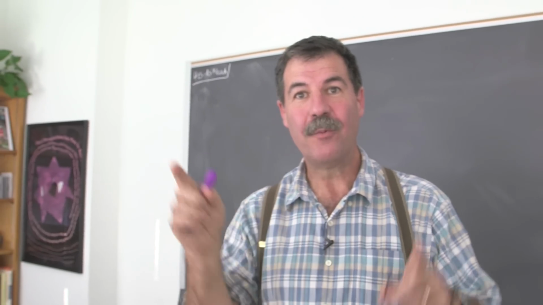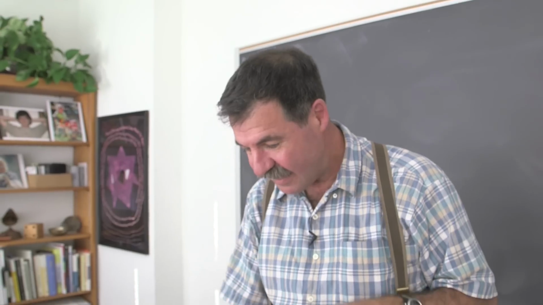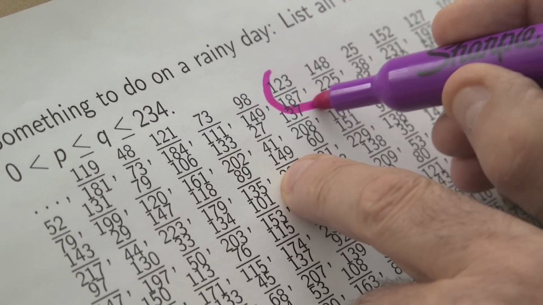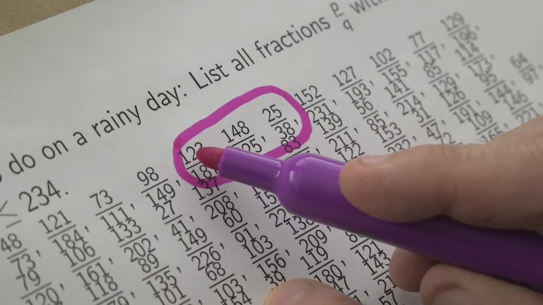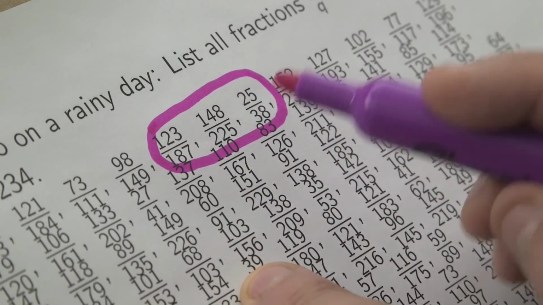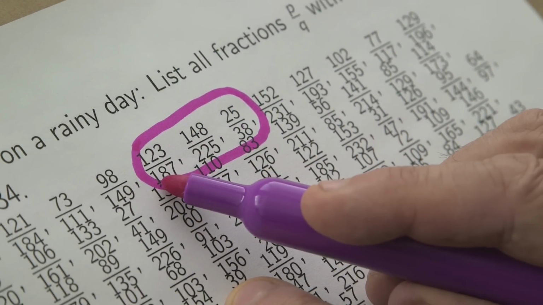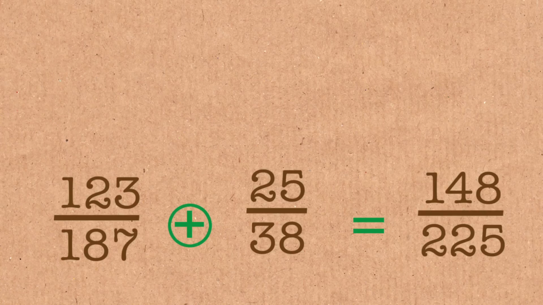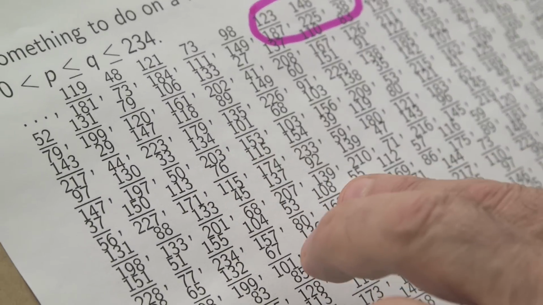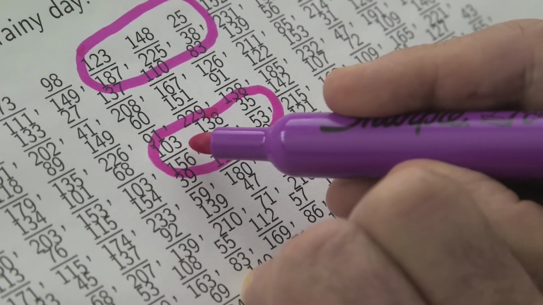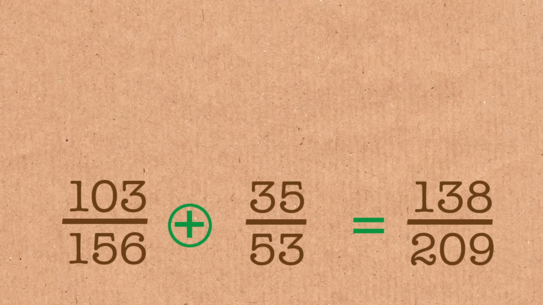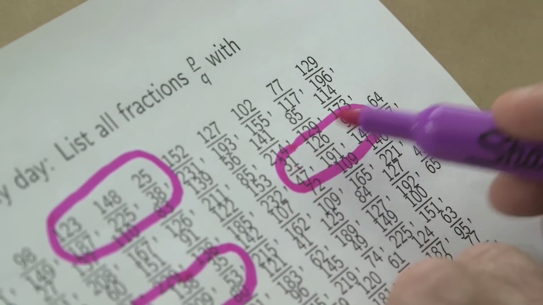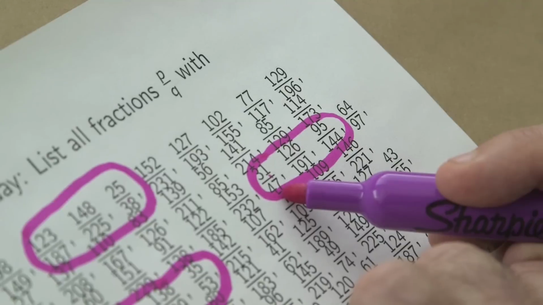You remember that funny addition where you add up the two numbers at the top and the two at the bottom? You see it here. Look, for instance, you take these three numbers here. Look at the one in the middle, 148. Well, that's exactly the sum of 123 and 25. And then 225, that's exactly the sum of 187 and 38. And you see that in many, many places. So let's see if we can find another one like that. Okay, look, 103 plus 35, 138. 156 plus 53, 209. 31 plus 95, that's 126.